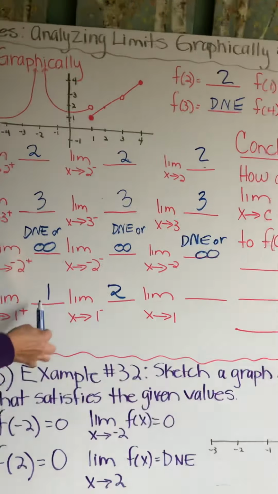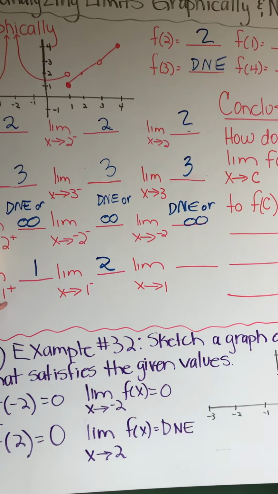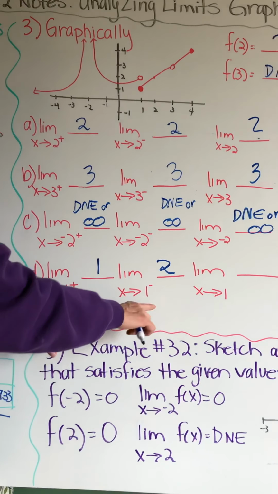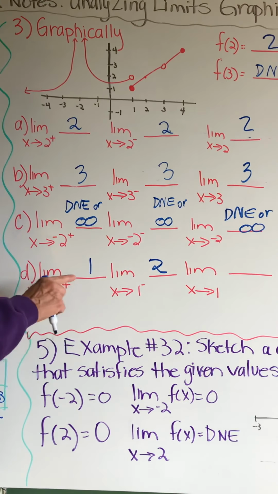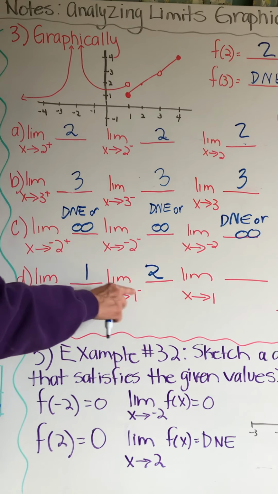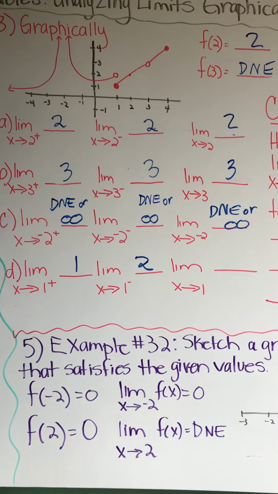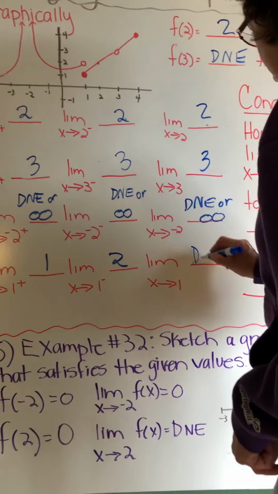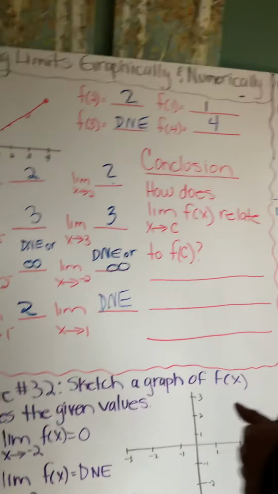So notice the limit as x approaches 1 only exists if the limit is the same from the left and the right and exists. These are not the same. So even though there's a limit on the right and a limit on the left, because they're not the same, the limit as x approaches 1 does not exist.